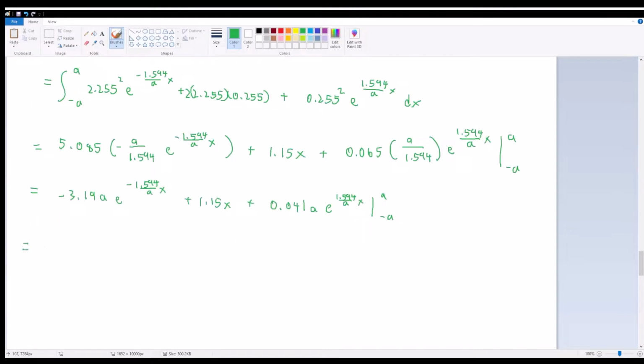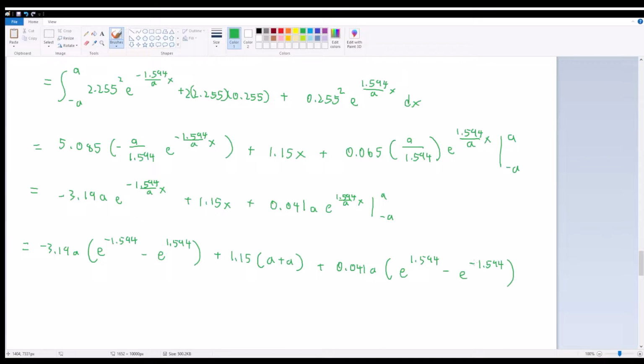Now let's start plugging in our values. So this is going to be, let's see, negative 3.19a times e to the negative 1.594 minus e to the positive 1.594. And then we have plus 1.15 times a minus negative a, which is going to be a plus a. And then we're going to be plus 0.041a multiplied by e to the 1.594 minus e to the negative 1.594.